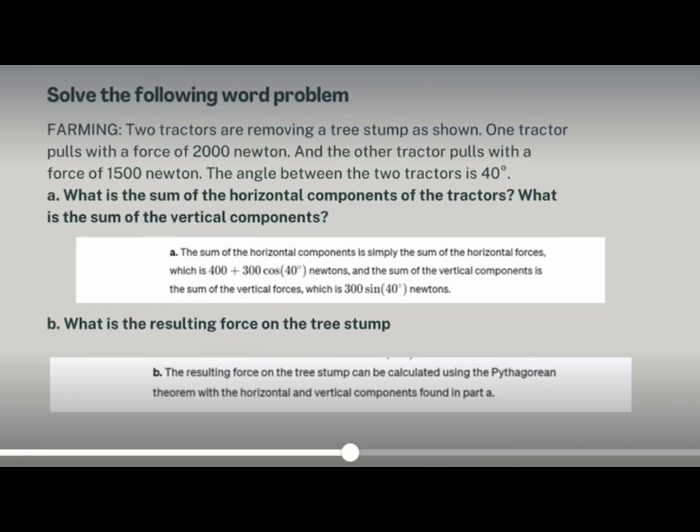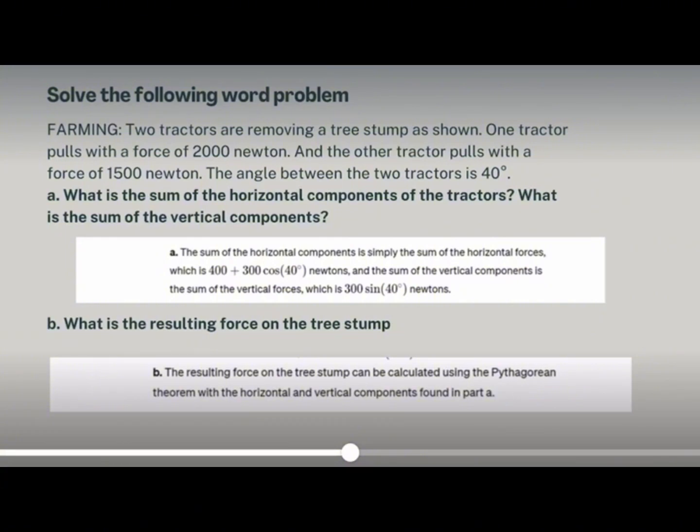Okay, now let's answer the following questions. First of all, A, what is the sum of the horizontal components of the vectors? What is the sum of the vertical components? As I explained in the first place, the sum of the horizontal components is basically the sum of the horizontal force. We got 400, as I mentioned before. We use the normal rule. I said 400 plus 300 cos 40 newtons, and for the vertical we just did 300 sine 40 newtons. It's pretty simple.